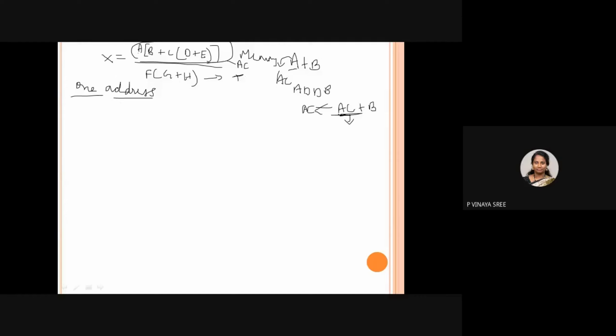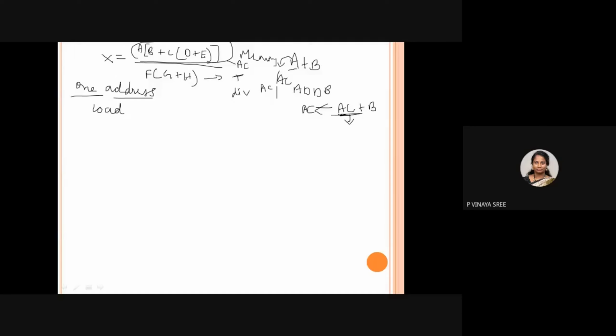Then we can start, so that the numerator value will be present in an accumulator, so that whenever we perform a division operation, we get accumulator divided by the memory location. Okay, so let me start with the one address instruction format. Here first is load. Okay, so we need to load.